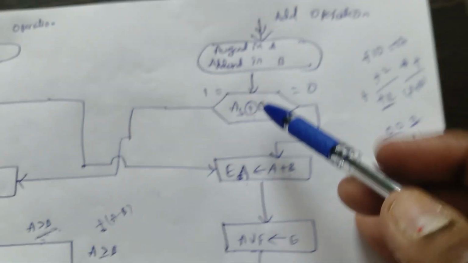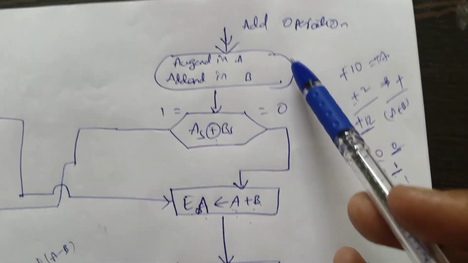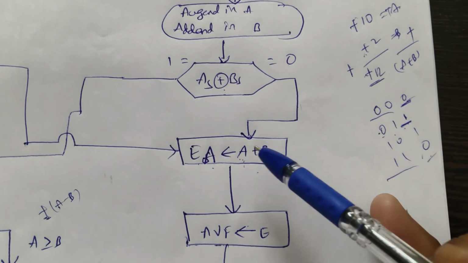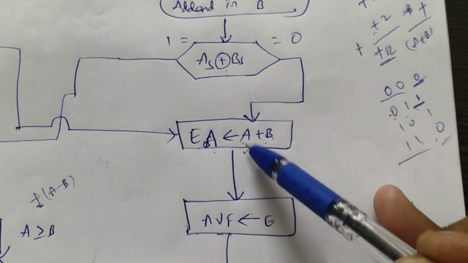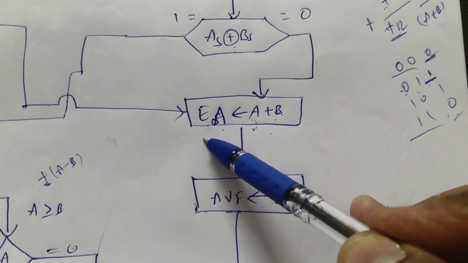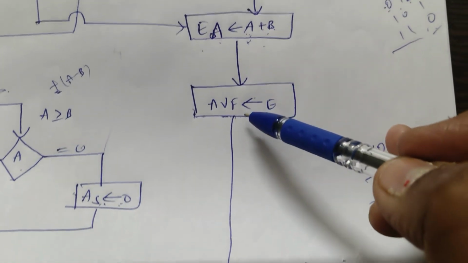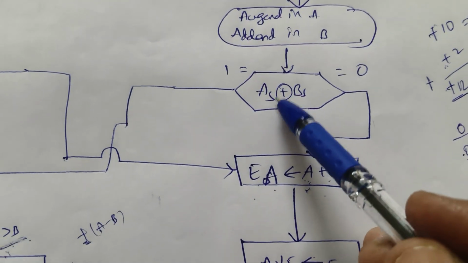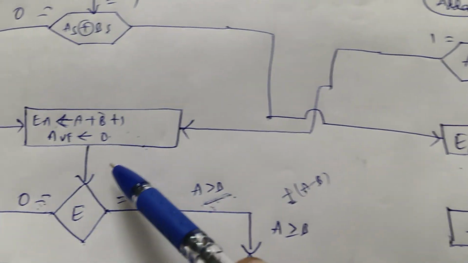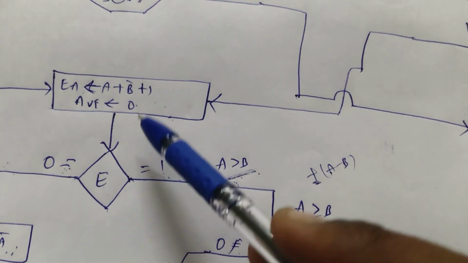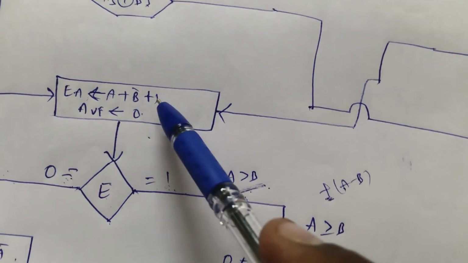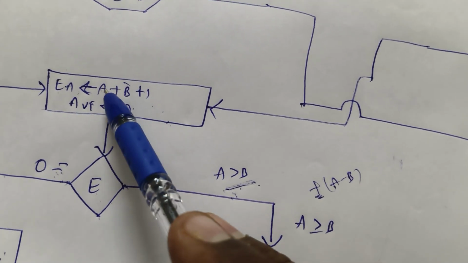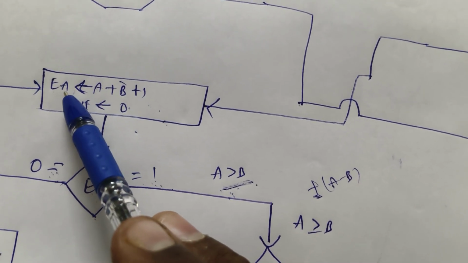So this is about the addition. While doing an addition operation, if the signs are the same, we simply perform the addition operation. Any carry is stored in the E flip-flop and transferred to the overflow bit, and the operation ends. If the signs are different, it performs the subtraction operation. Whatever the subtrahend is, that is complemented and 1 is added to it, and that is stored in A.